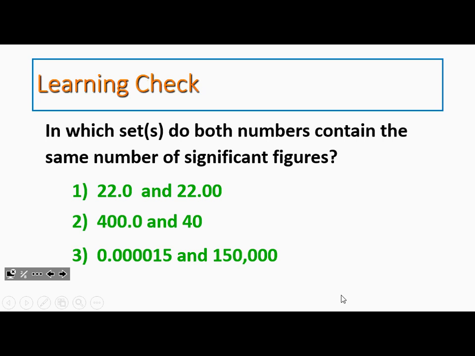Read this question for me, Sydney. Which set or sets both numbers contain the same number of significant figures? Does number 1 contain the same number of sig figs? No, it does not. The first one is 3, the second one is 4. Austin, is number 2 the same number of sig figs? No, it is not. The first one is 4, the second one is 1. Alexa, is number 3 the same amount of sig figs? Yes, it is. The 1 and the 5 are both significant, and all those zeros are placeholders.